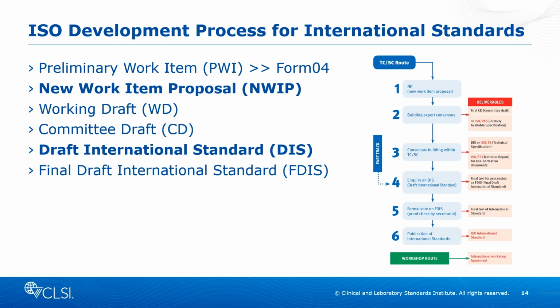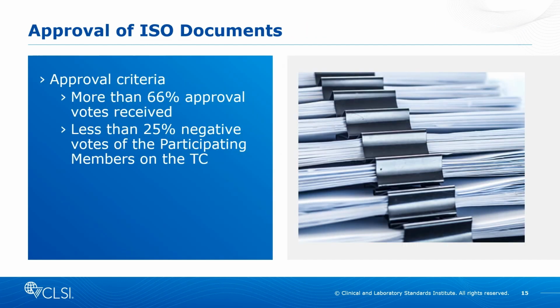To pass the DIS or FDIS voting stage, the document must achieve an approval rate greater than 66% of votes received and less than 25% negative votes of the participating members on the TC. Abstain votes do not apply to the totals.